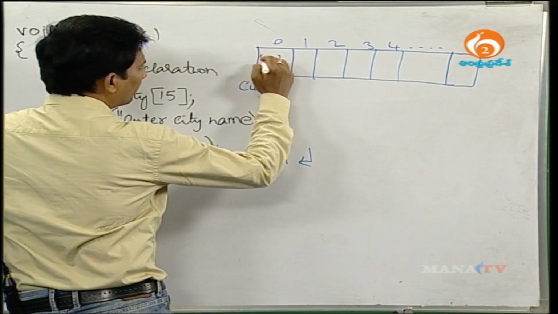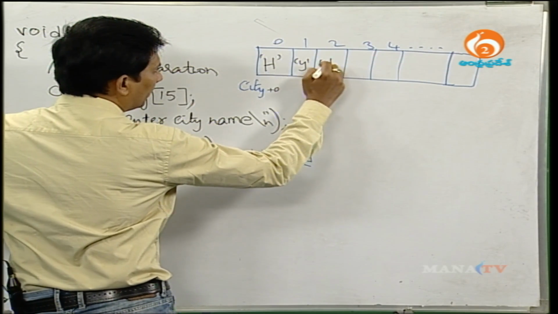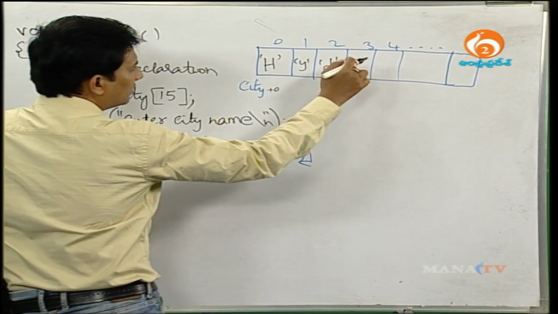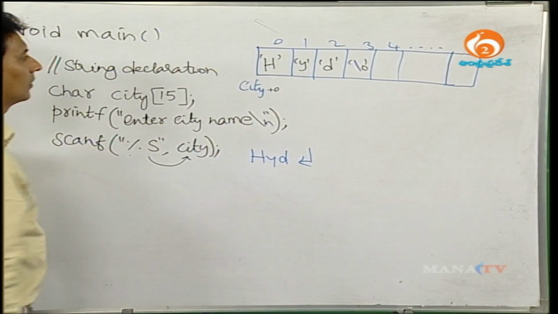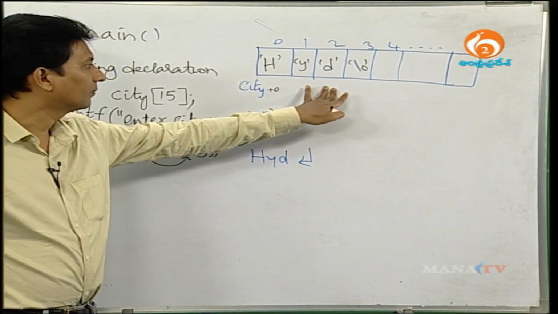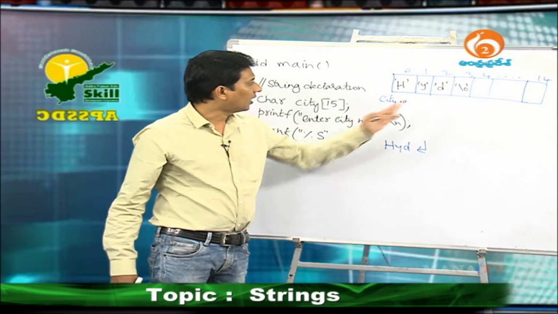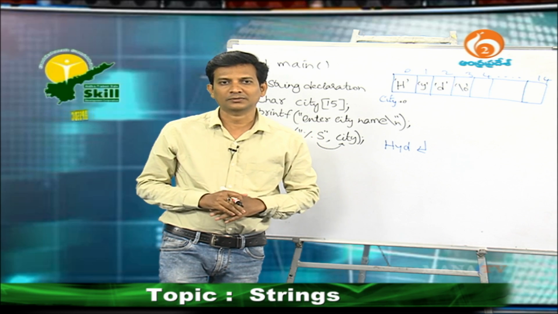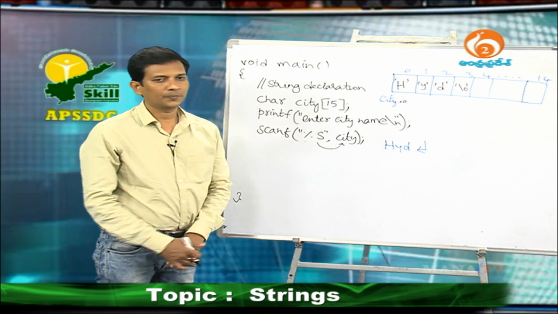H, Y, D, 3 characters. After this, end of the string means \0. The system will process only HYD. After \0, whatever you want to store here is not processed at all. The system will ignore that. This is reading from the keyboard.